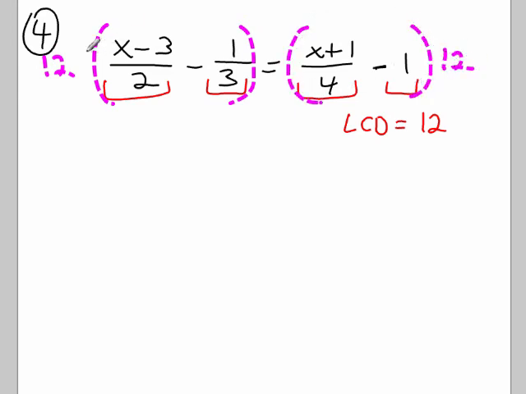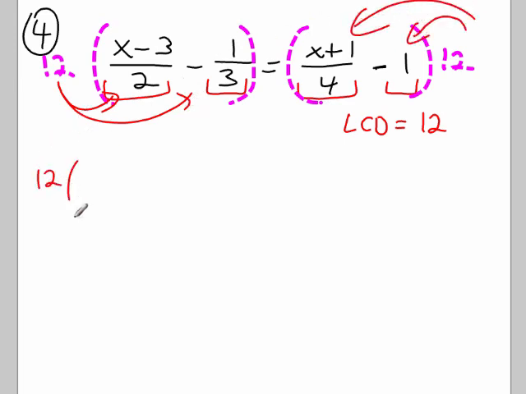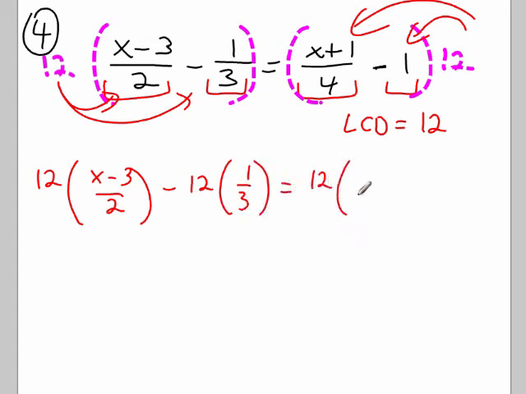Alright. There's 2 terms, so we distribute to both terms. So that's going to be 12 times x minus 3 over 2 minus 12 times 1/3 equals 12 times x plus 1 over 4 minus 12 times 1. Alright, and these 12s are all over 1 because they're fractions, right?